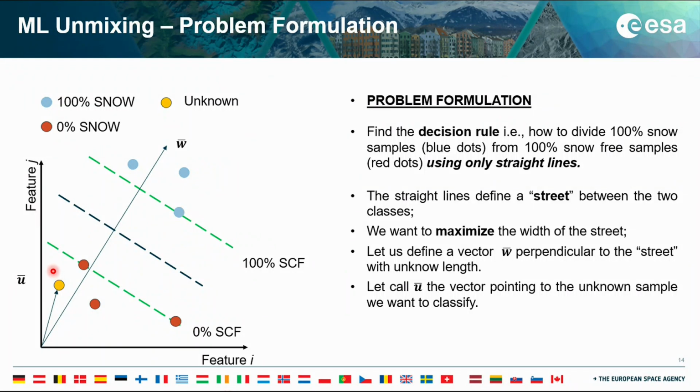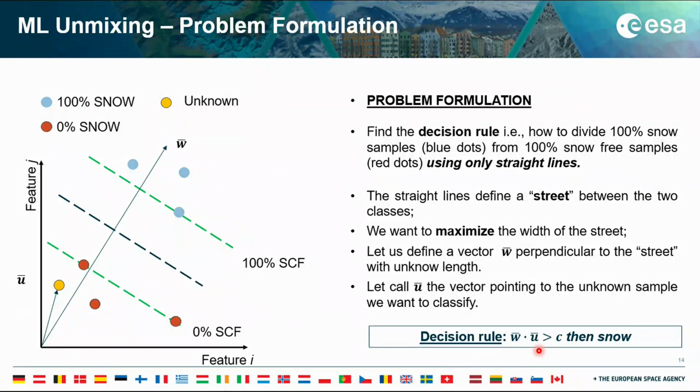Okay. So from a mathematical point of view, what we can do is define a vector that is perpendicular to this straight line, that we call W. And if we take an unknown pixel and we represent it as a vector, how can I understand from a geometrical point of view if we are on one side or the other side of the street? It's simple also in this case. I just project this vector U on the vector W. So by taking the projection, that is done using the scalar product between vectors, so nothing very difficult, I can derive a rule. That is very simple.